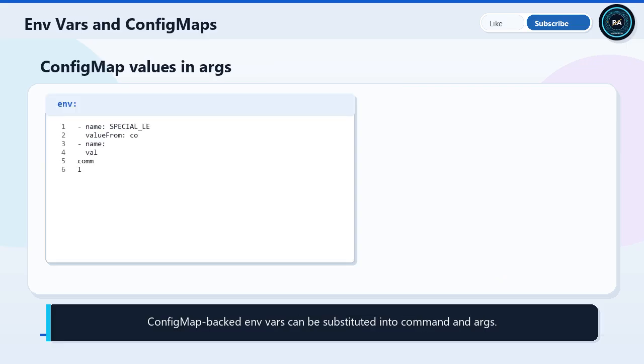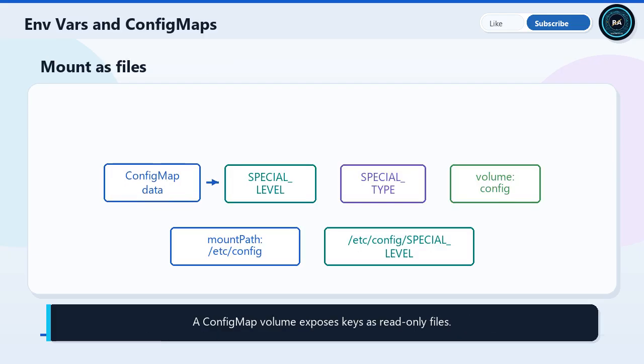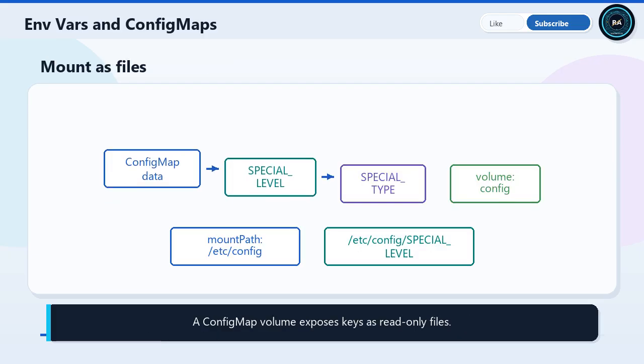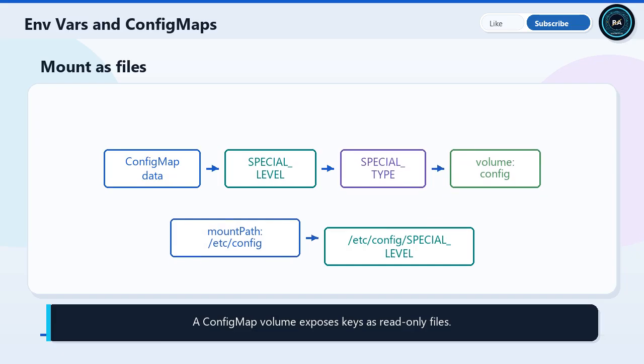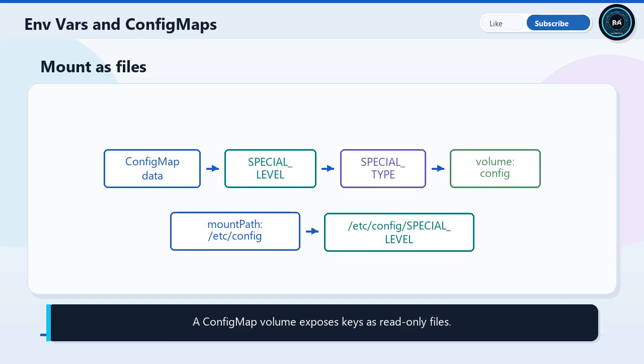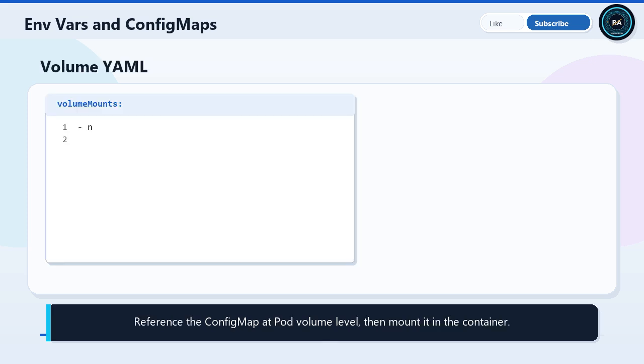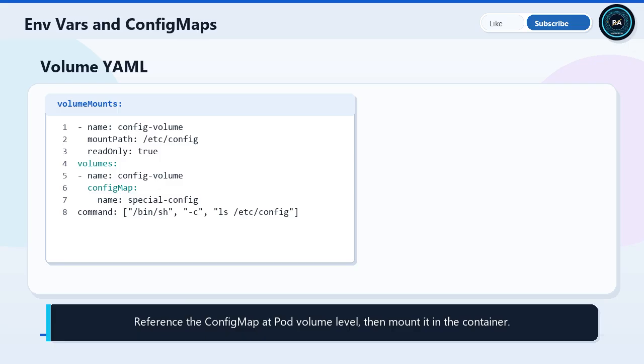A useful bridge is config map to environment variable to command argument. Kubernetes substitutes $(VAR) references before passing the final command line to the container. For applications that expect files, mount the config map as a read-only volume. Each key becomes a file name under the mount path, and each value becomes file content. The volume is declared at the pod level, and the container mounts that volume. In a multi-container pod, each container that needs the files gets its own volumeMount entry.